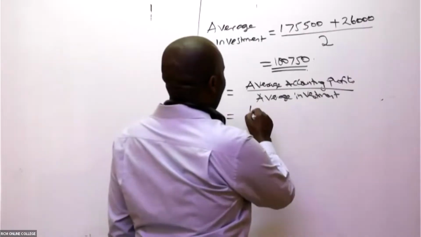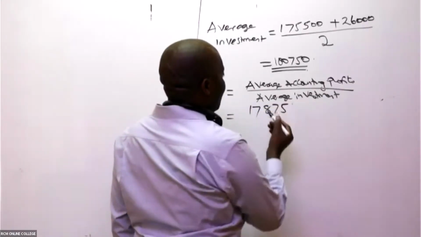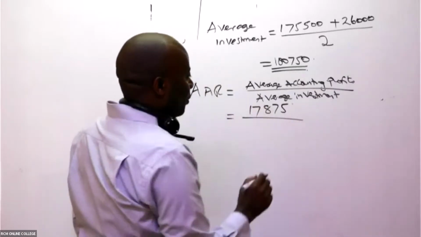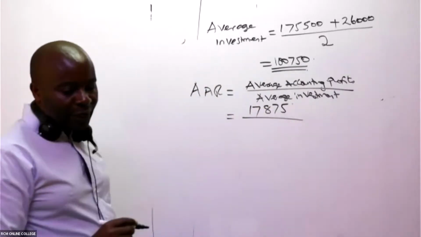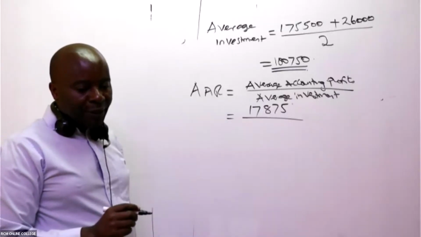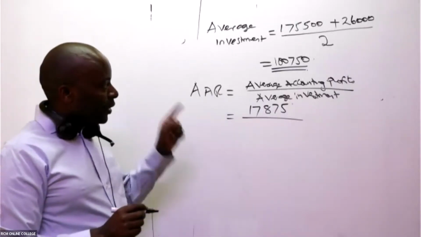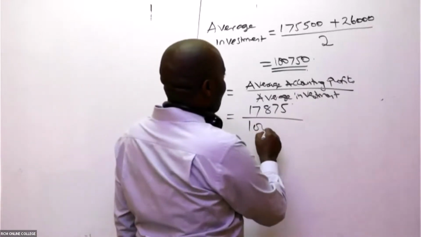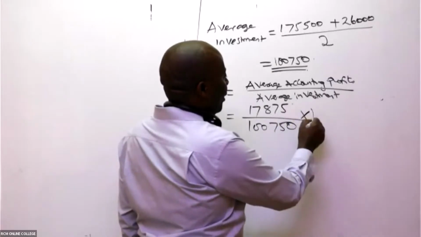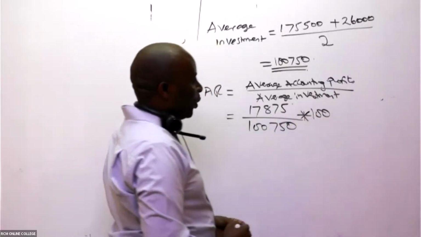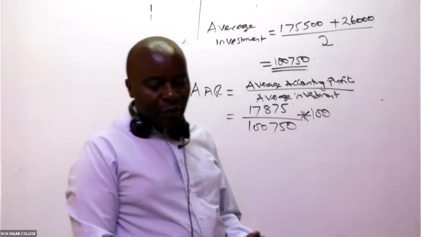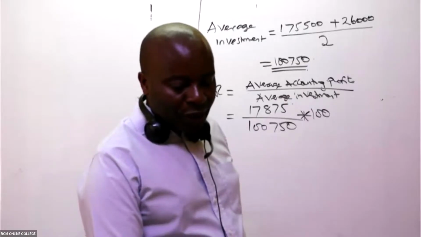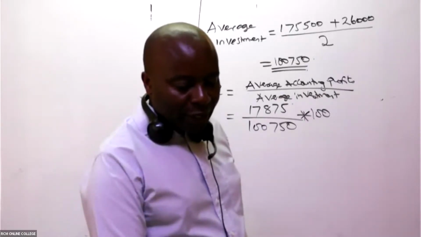17,875, isn't it? So we have here 17,875 all over the average investment. And what is our average investment? It is 100,750. Whatever we get, we multiply this with 100. So what figure are we getting there?